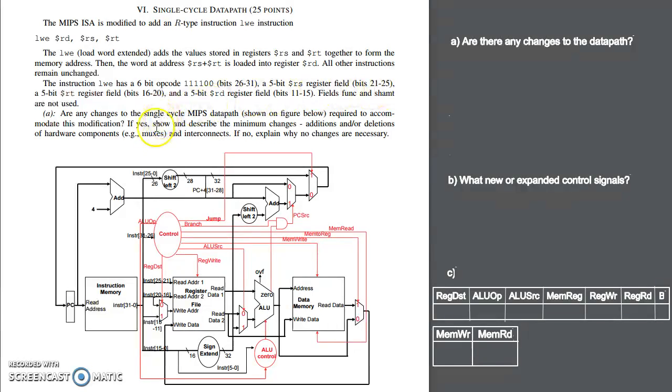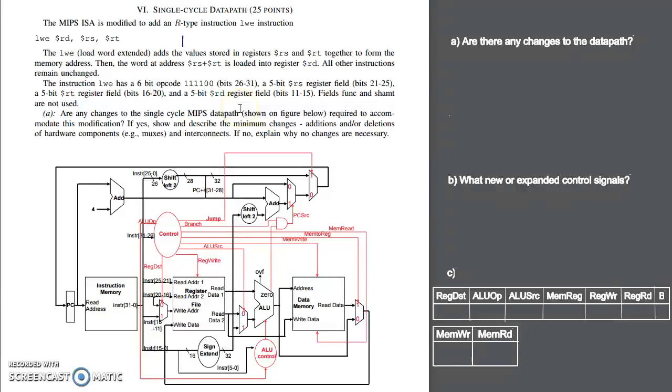Okay, so part A. This is where we're going to figure out what exactly we need to do to the data path to get this instruction to run. The easiest thing is to notice that it is a variant of a load word instruction. So right now we can take a peek at how regular load word instructions work.